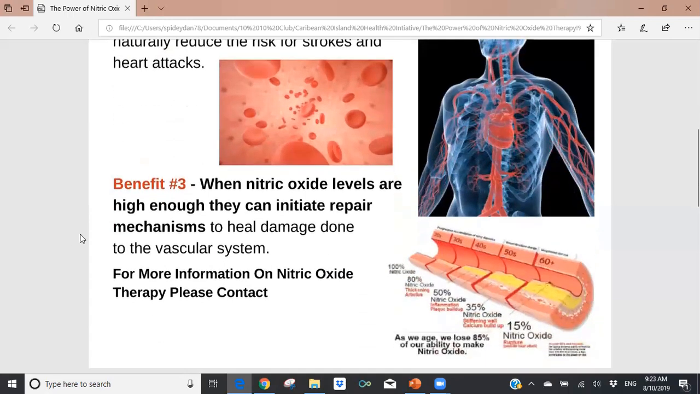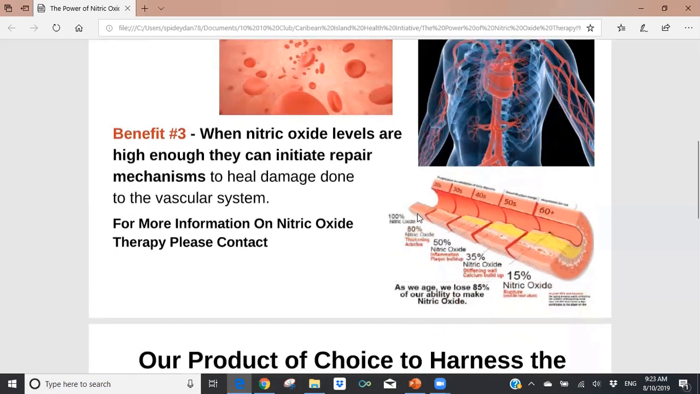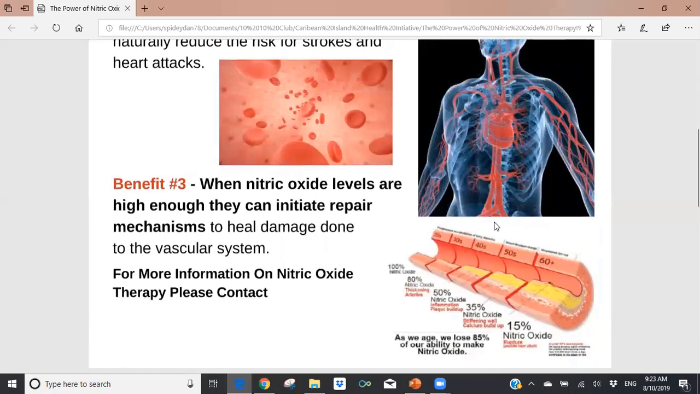And then nitric oxide benefit number 3. Again, you can begin to use this diagram here to show people how as they age, they also see a reduction of nitric oxide production due to damage done to the vascular system, specifically damage to the endothelium. Well, when we start nourishing that endothelium with the right ingredients, as we talked about in the video, we can begin to initiate repair mechanisms to heal that damage, to return the endothelium to a more healthy state, which you can see will also then increase nitric oxide production, which then helps to continue that healing process.